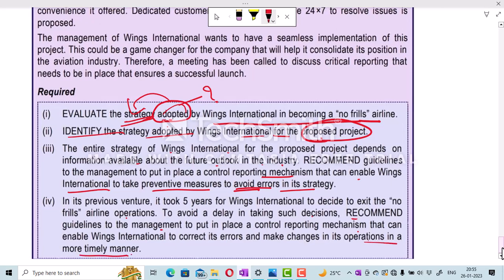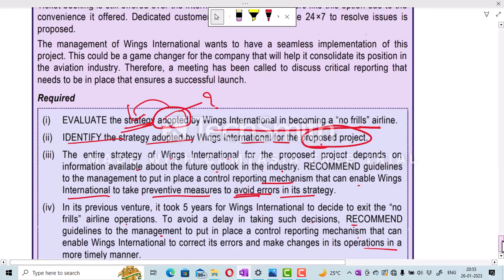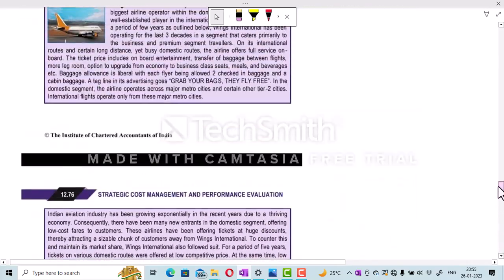See, this is like a case study. This one is not related to the question. So let's complete the question once.